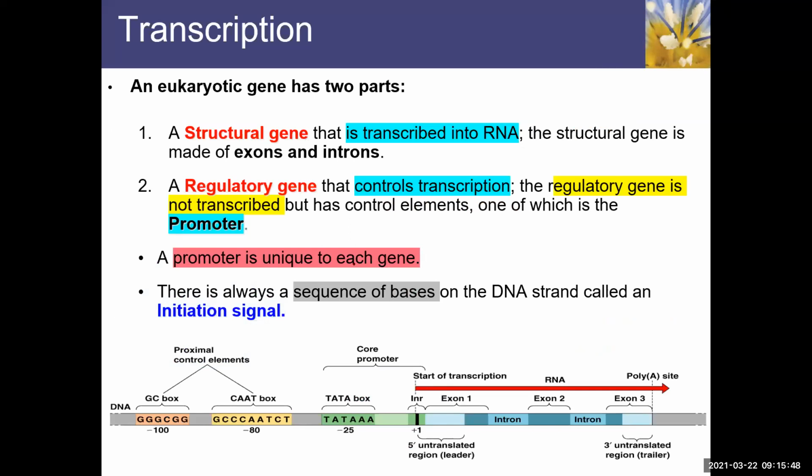Okay, so for the eukaryotic gene, if you remember, I said that every eukaryotic gene has two parts: a structural gene and the regulatory gene. This is a recapitulation of what we're doing right now. The structural gene, we said, is going to be transcribed into mRNA. This gene can be full of introns as well as exons, but we need to remove the introns and have only exons at the end. So that is the structural part of it.